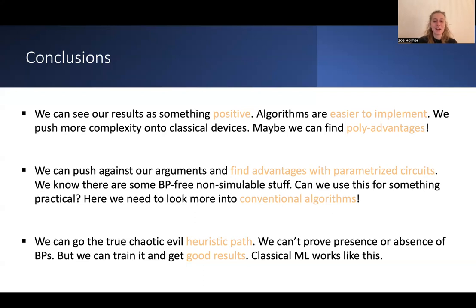And then the final response is the true chaotic evil heuristic path. This is always a legitimate response, but one that I think everyone will relate to in different ways. We can't prove the presence or absence of barren plateaus, but maybe things will just work out in the end in the way they did classically. So lots of different interpretations of my results, and happy to discuss things if you have any questions.